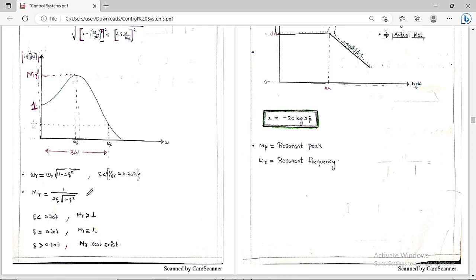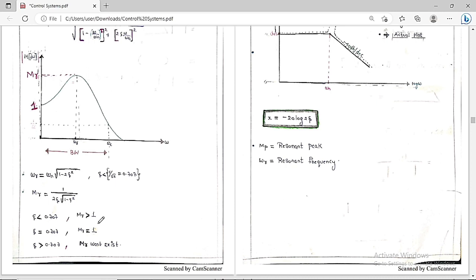Now this condition you always have to keep in mind. Whenever the zeta value is less than 0.707, which is 1 by root 2, then the resonant peak is greater than 1. If zeta is equal to 0.707, then the resonant peak is equal to 1. If zeta is greater than 0.707, then the resonant peak won't exist, meaning it won't occur.